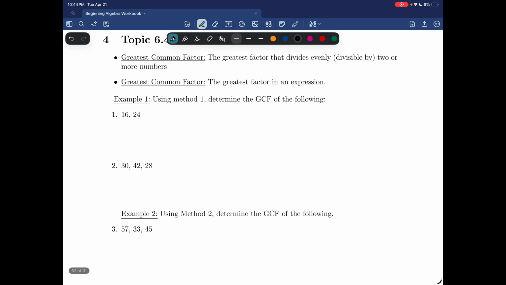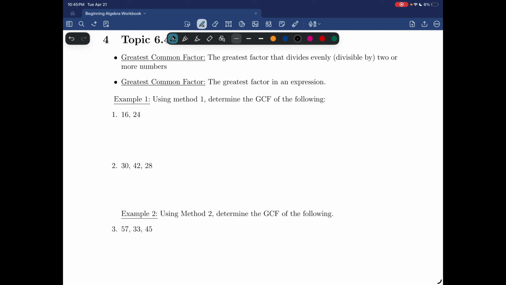So taking a look at example 1, we're asked, using method 1, determine the greatest common factor of the following. Also GCF, that's just an abbreviation for greatest common factor. So looking at example 1, I'm going to be teaching 2 different methods. As you can see in example 1, it says method 1. So for this first method, beyond this video, we're not really going to use method 1.